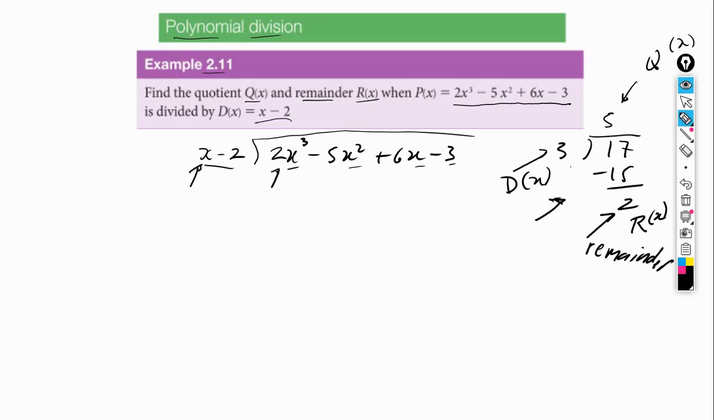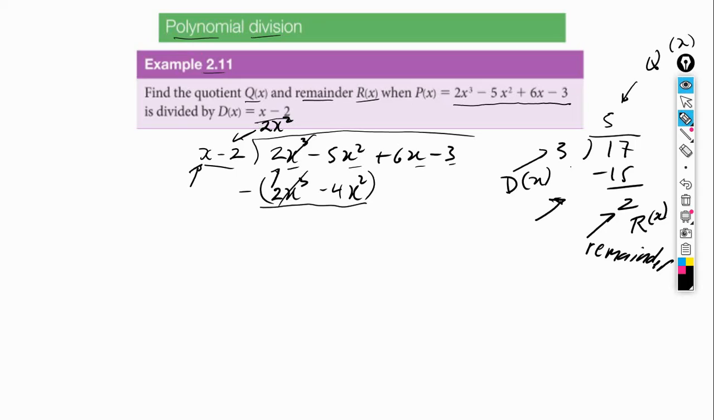So then, what can we multiply x minus 2 by to get 2x cubed? Obviously 2x squared. So we write 2x squared and multiply it by this expression. x times 2x squared is 2x cubed, and negative 2 times 2x squared is negative 4x squared. Just like in normal division, we subtract these terms. This cancels out because 2x cubed minus 2x cubed is 0.